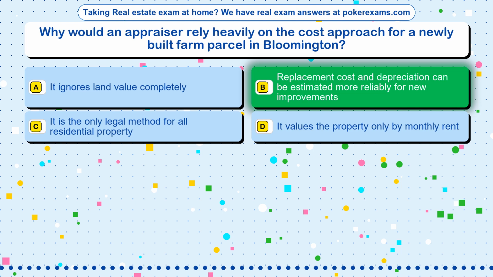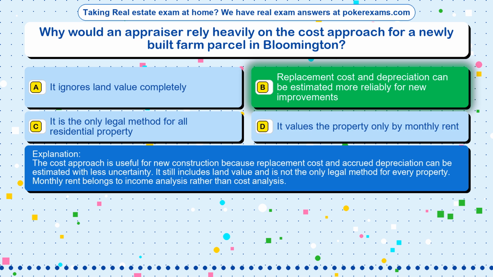The correct answer is option B. Replacement cost and depreciation can be estimated more reliably for new improvements. The cost approach is useful for new construction because replacement cost and accrued depreciation can be estimated with less uncertainty. It still includes land value and is not the only legal method for every property. Monthly rent belongs to income analysis rather than cost analysis.